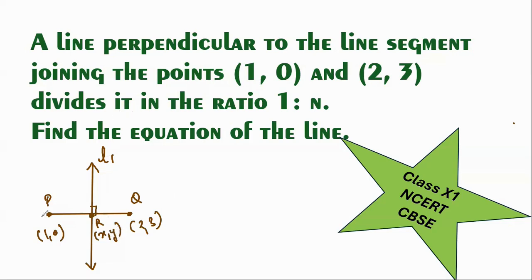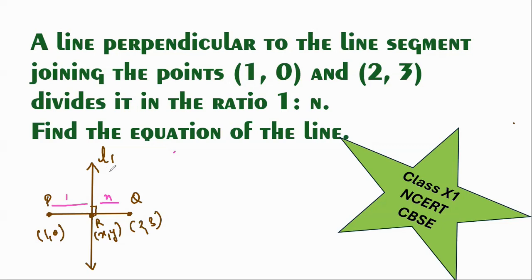Now this line L1 is dividing PQ in the ratio n:1. It means here you have one part, here you have the nth part of the complete line. This is not that PR is equal to 1 or RQ is equal to n. No, this is in the ratio. The parts are there.